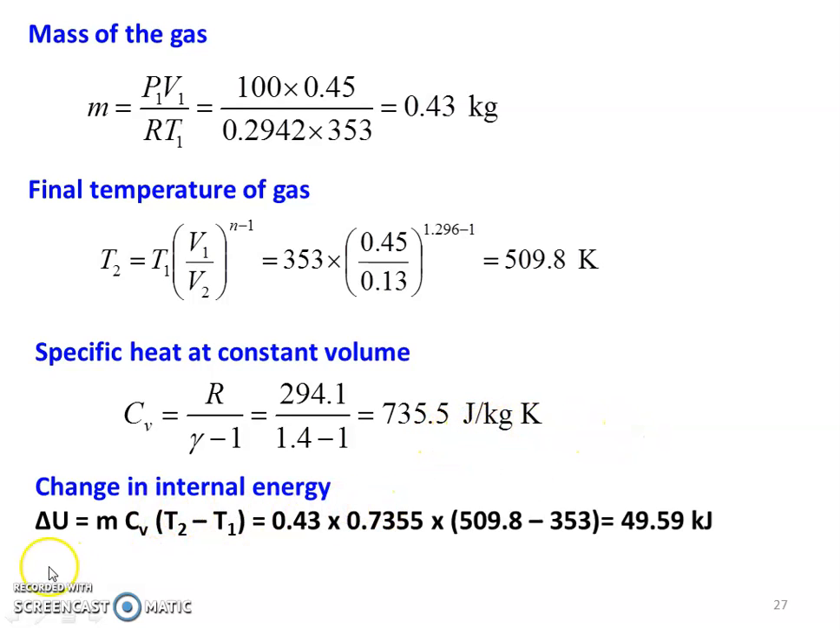And the change in internal energy, delta E equal to m Cv into T2 minus T1. Substituting, m equal to 0.43, Cv equal to 0.7355, into T2 509.8 minus T1 353. So the answer is delta E equal to 49.59 kilojoules.